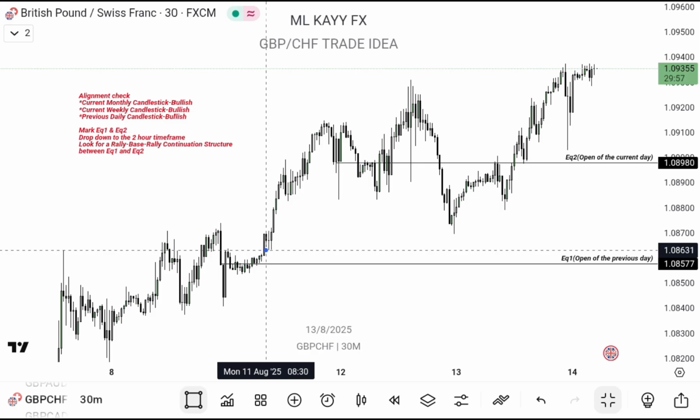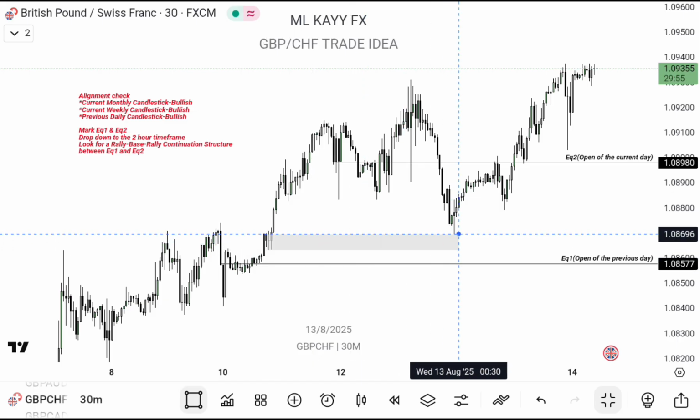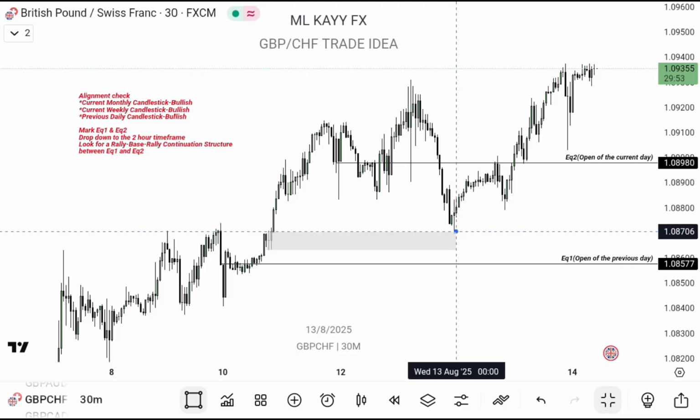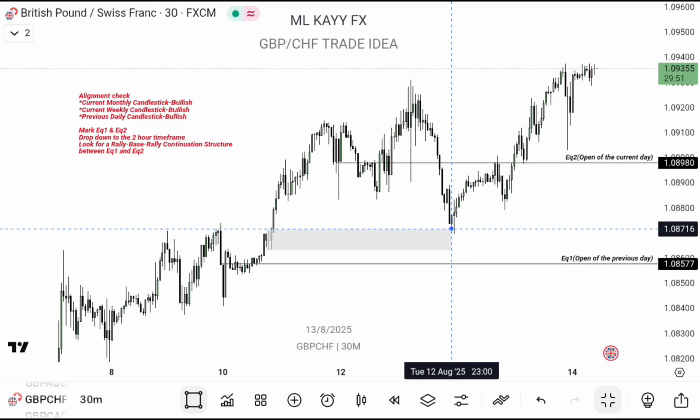You must mark your proximal line and your distal line. Your proximal line is your entry point line, and your distal line is your stop loss line, right?